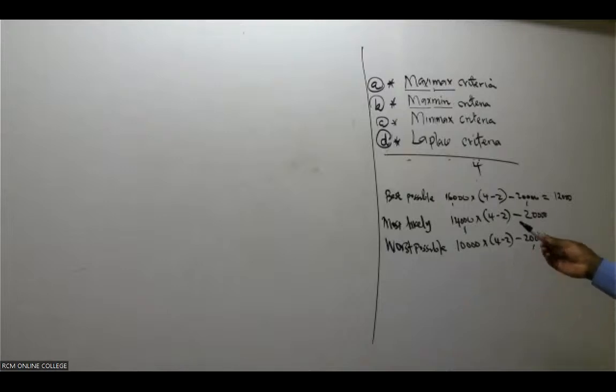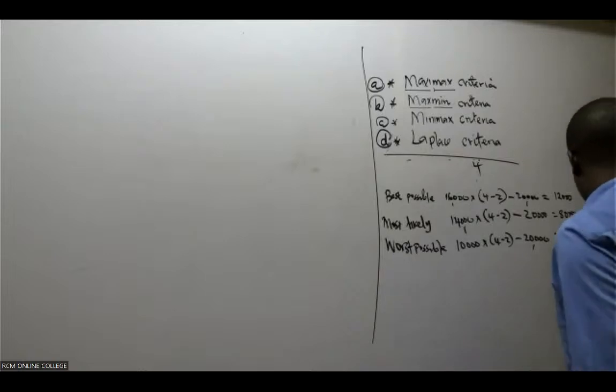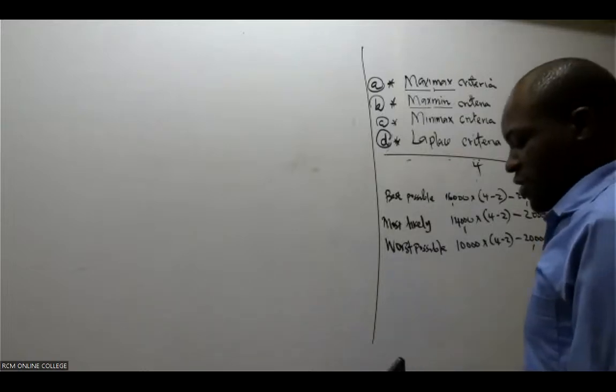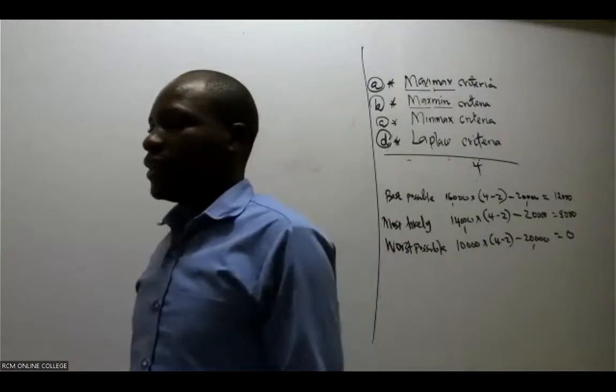Which one is 8? 28,000 minus 20, that is 8,000. How about this one here? 20 minus 20. What will we have? Worst possible is equivalent to 0. So that is what we have there.